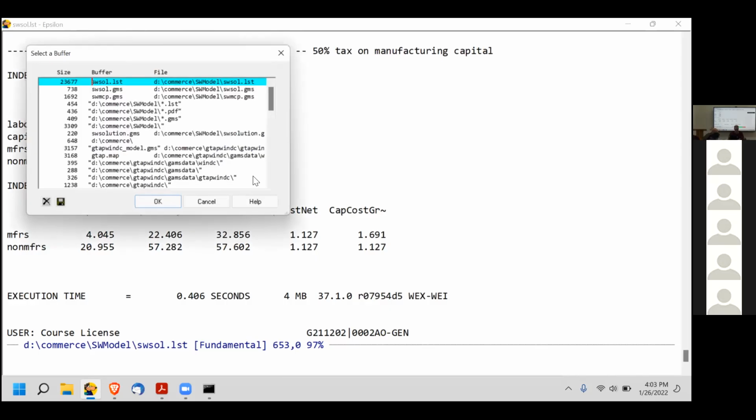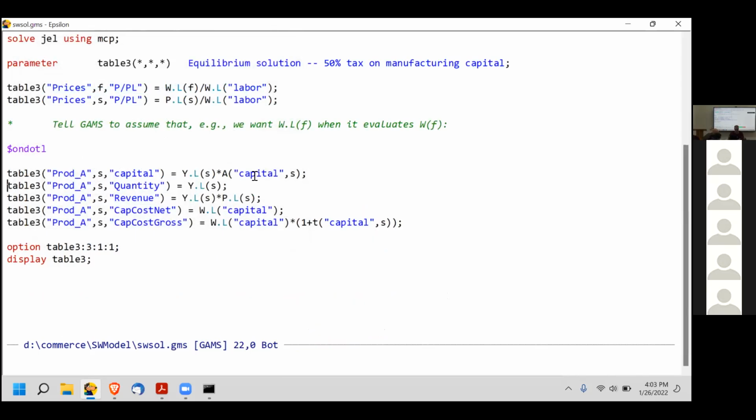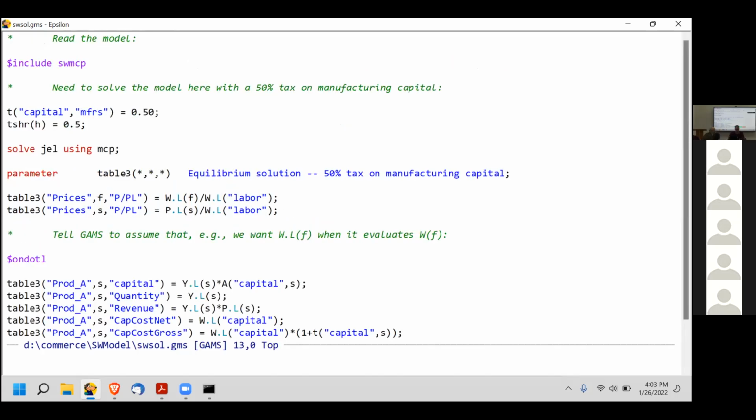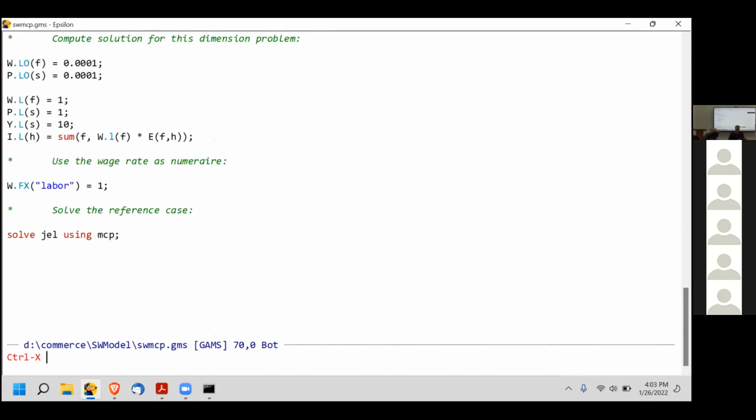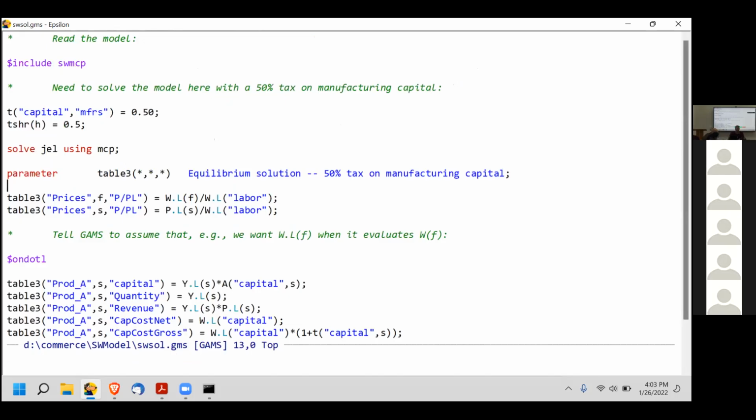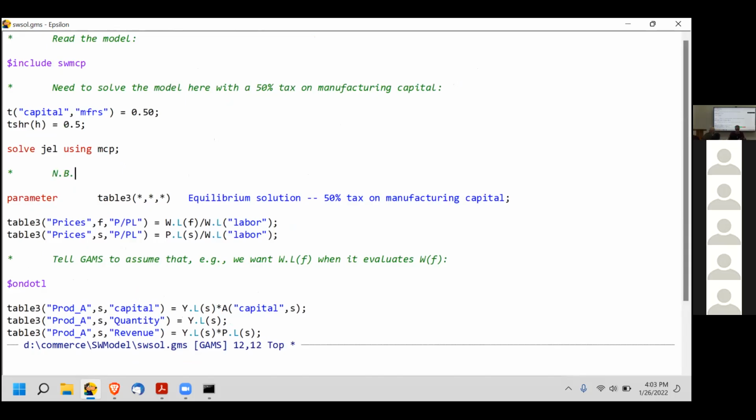Let me look at what I wrote. Go back to your SWSOL file. Here, cost net, I'm sorry, that may be the problem. This should all be divided by W.L. Let's just look at the numeraire. We're fixing W.L of labor, so it's not a numeraire issue, because if we just report the numbers directly, then it'll be the wage rate, W.L.